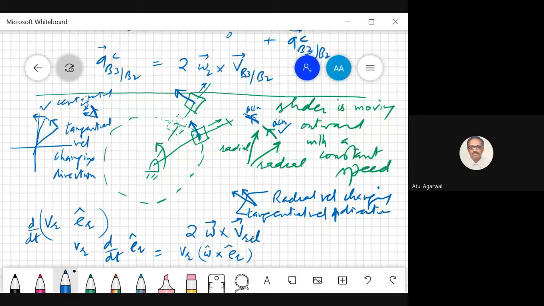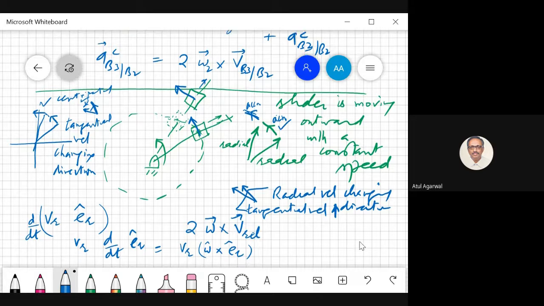Yes, sir. e_r is a rotating vector. It is rotating with angular velocity omega. You get this. So basically, you are getting omega cross v relative. v_r e_r is v relative. So that is one term. What is the other term you are getting?